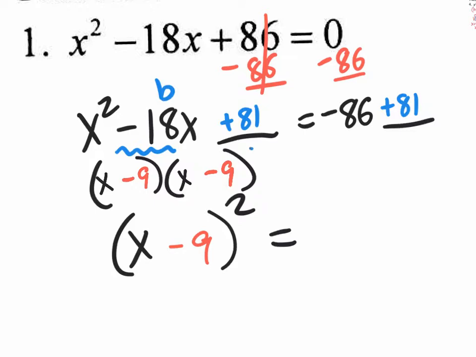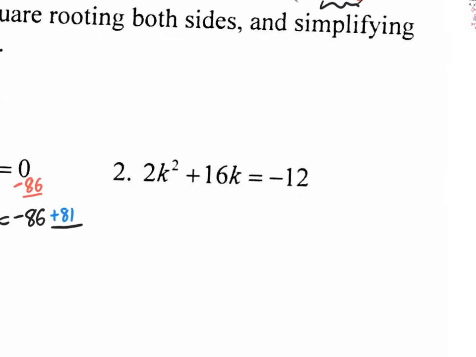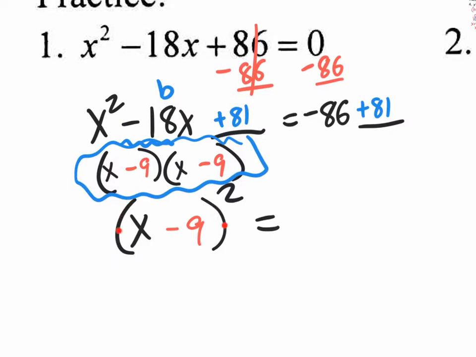So you see how you could just skip this step right here? You could go straight to the binomial squared part. There it is, binomial squared. Put the x, and then this is simply going to be half of b. So you could do that all the time. You don't have to show your work. You could just go to the binomial squared part, put the x, and this will simply be half of b.